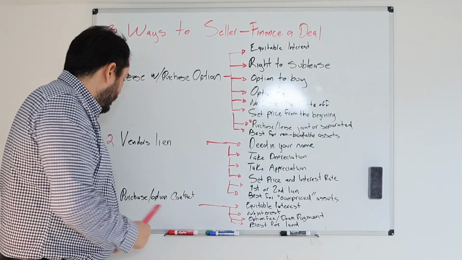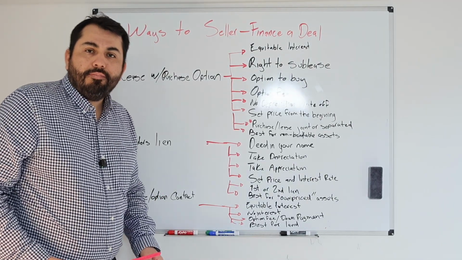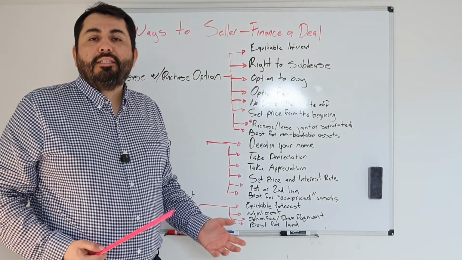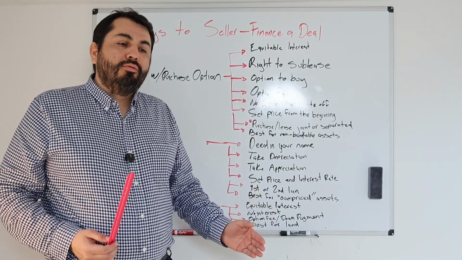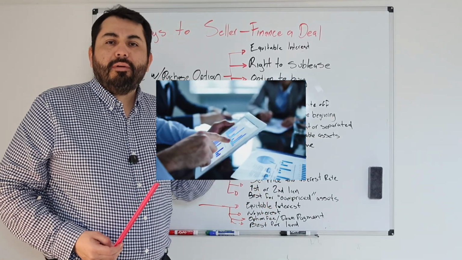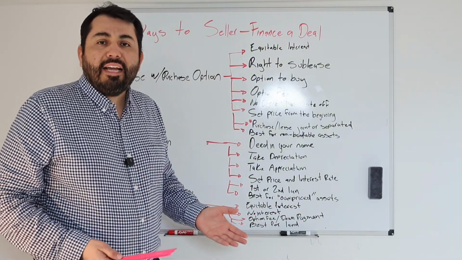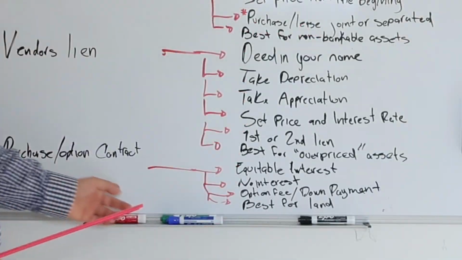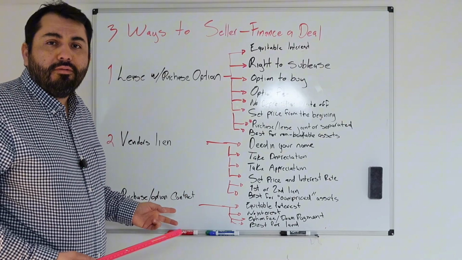The third way is a purchase option or option contract. This is a normal contract, like a purchase and sale agreement. If you have purchased a property, before you go to the title company, set the closing and get the deed, the first thing you sign is a purchase and sale agreement. This is the same thing. Okay, but you can have a second option.